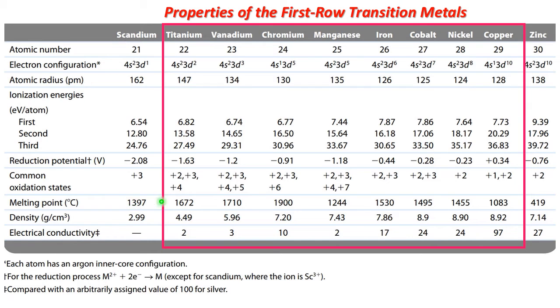Melting point is first going up, then slowly coming down. Density is systematically increasing in this area. Why? Because size is going down, atoms are smaller, and atomic weight, of course, is going up. The same trend is with electroconductivity. It increases from titanium to vanadium to chromium, iron, and copper has almost as high conductivity as the best conductor, silver.